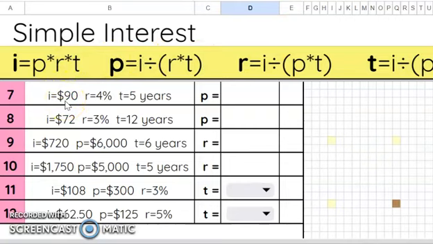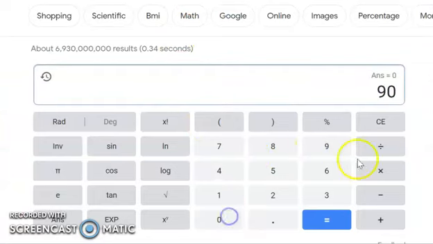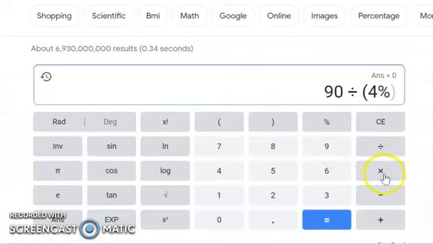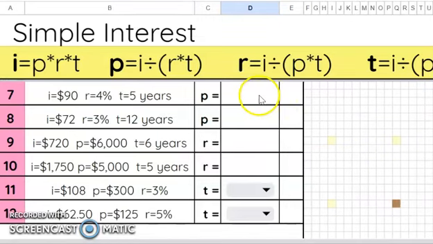All right, so our interest is 90. So we're going to do 90 divided by, and then it's 4% times 5 in parentheses. It's best if you use Google Calculator. So I'm going to do 90 divided by parentheses 4%, and I forgot what it was already, and then times 5, and parentheses, boom, there's your answer, 450. That was not very complicated. Right, and it's money, so I'm going to add the $ sign.